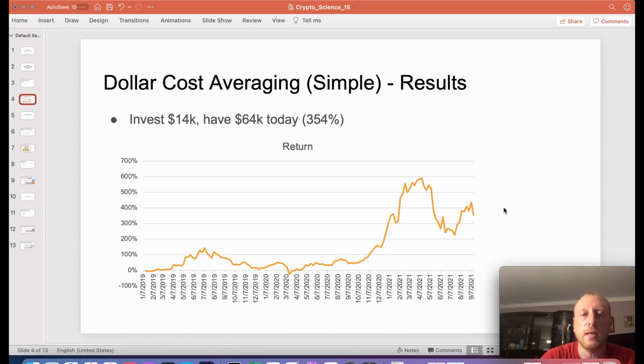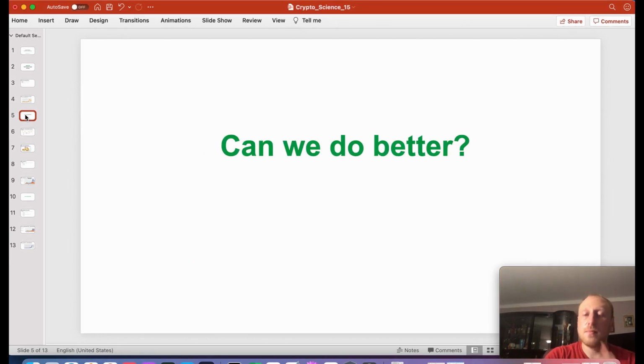So that's great, right? You're buying $100 every week, whether the price is up or down, and you're basically getting the average price across this time period. That's why it's called dollar cost averaging. But can we do better? Well, damn right we can.